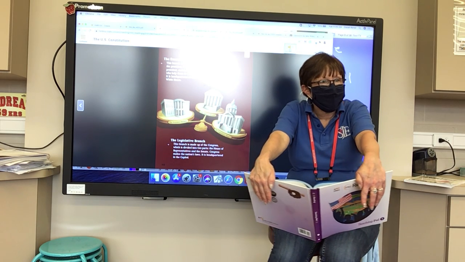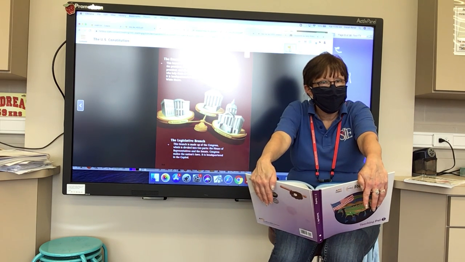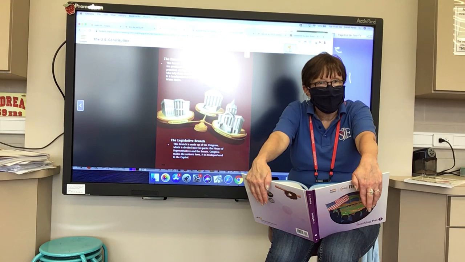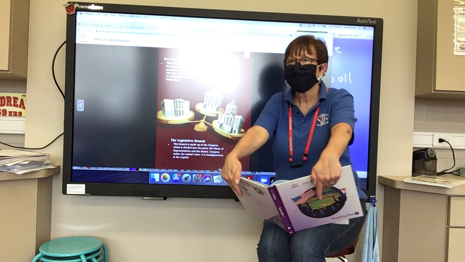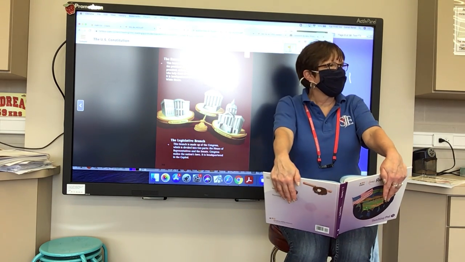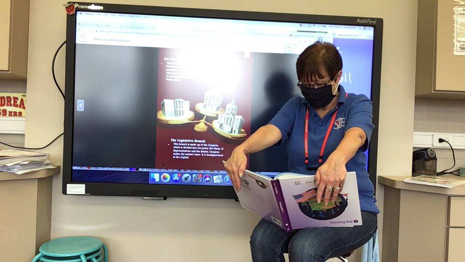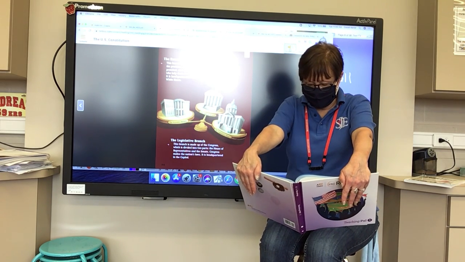The legislative branch. This branch is made up of the Congress, which is divided into two parts, the House of Representatives and the Senate. Congress makes the nation's laws. It is headquartered in the Capitol.